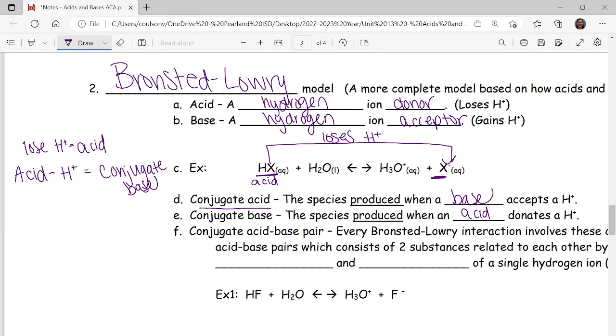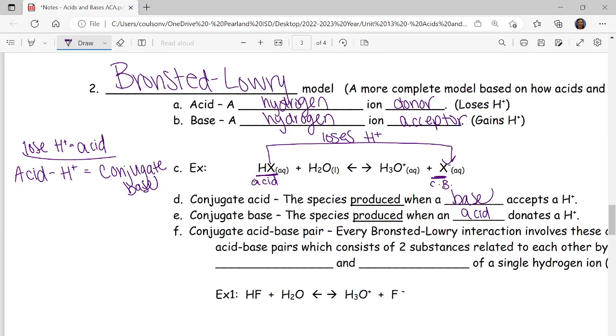So those two are paired together. So this X would be my conjugate base. Notice that in both of the conjugate cases, the conjugate acid and the conjugate base, they're both things that are produced, which means they will always be on your product side. So if you're looking at your reactants versus your products, on my reactant side, that's going to be the actual acid and the actual base, versus the product side is going to be what is paired with them, called the conjugate acid or the conjugate base.